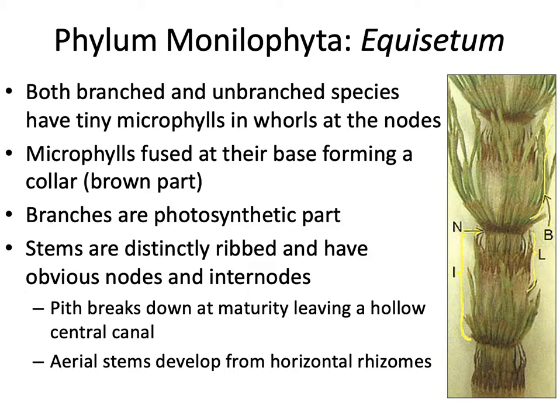Now, the stems are distinctly ribbed and have obvious nodes and internodes, and in most species, the pith breaks down at maturity, leaving a hollow central canal, so lots of air can exchange, which allows these plants to grow in waterlogged soils. Aerial stems typically develop from horizontal rhizomes.